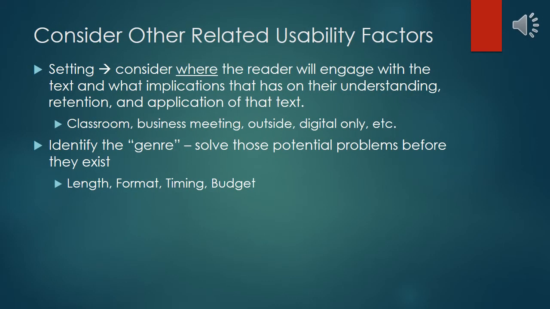Next, your book outlines several other potential problems for any given document. These can usually be avoided by carefully choosing your document genre or form. The setting, for example, is where the reader will engage with the text and what implications that setting has on the reader's understanding, retention, and application of that text.